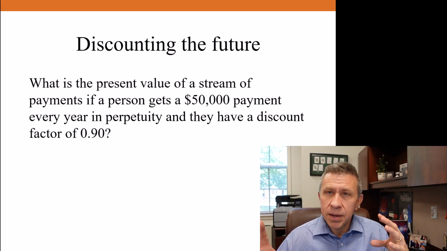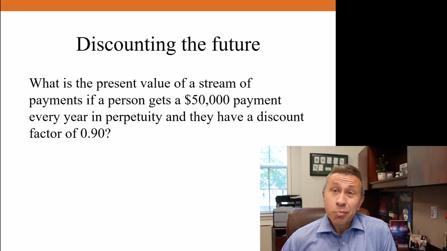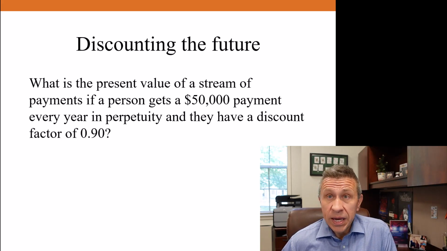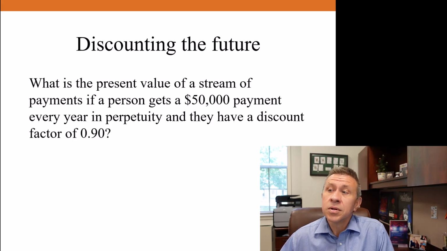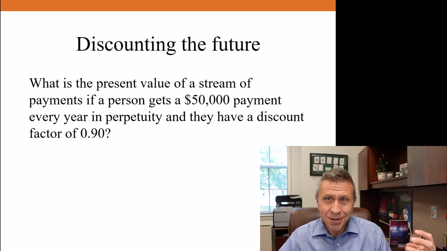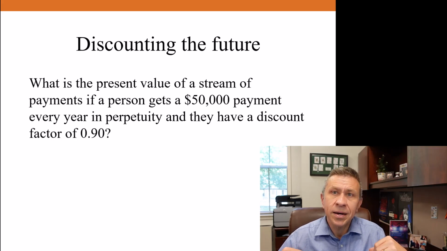Quick problem for you to think about. Apply what we've learned so far. What is the present value of a stream of payments if a person is getting a $50,000 payment every single year and they have a discount factor of 0.9, which means $50,000 next year is only worth 0.9 of what $50,000 today is worth, and $50,000 2 years from now is worth 0.9 squared? Well, we just learned what the formula is to solve this. I'll give you a moment. You can pause it, solve it yourself, come right back.